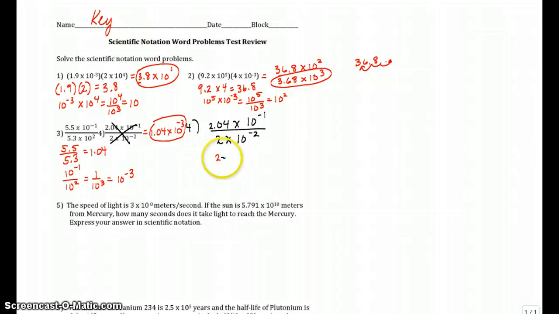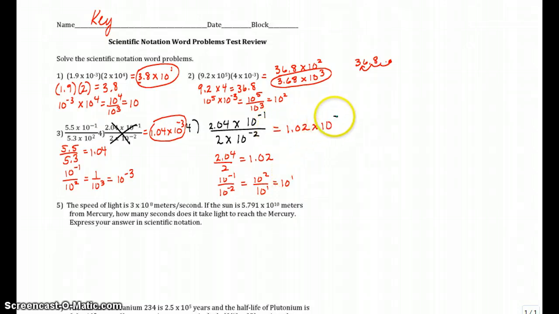On number 4, it's 2.04 divided by 2. Again, you're doing this with your calculator, which equals 1.02. And then 10 to the negative 1 over 10 to the negative 2. You're going to use that negative exponent property to get positive exponents, so it's 10 to the second over 10 to the first, which equals 10 to the first. So it equals 1.02 times 10 to the first.